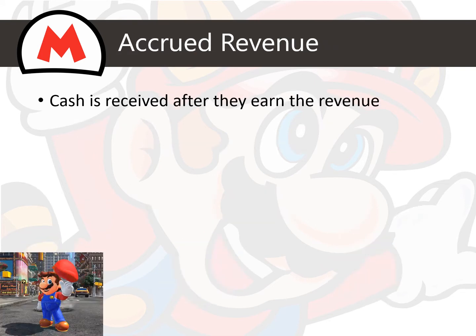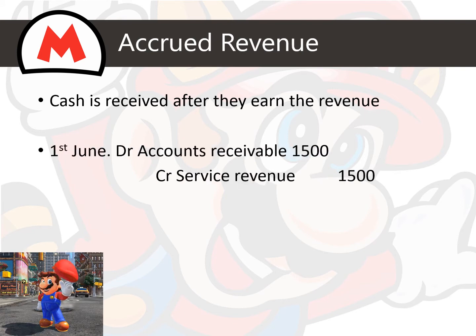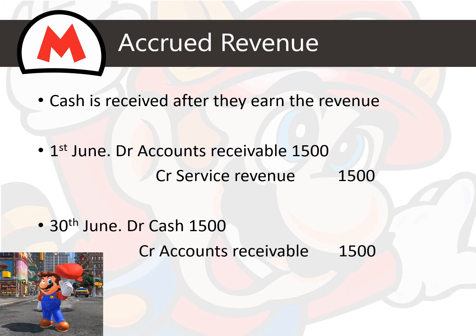Accrued revenue is when cash is received after they earn the revenue. Suppose on the 1st of June, Mario performs services for Luigi by collecting more mushrooms. Luigi tells Mario that he'll pay him back later, so Mario bills him for 1,500 coins. Mario's journal entry would debit accounts receivable by 1,500 and credit service revenue by 1,500 to reflect the earning of revenue. On June 30th, Luigi pays the invoice. An adjusting entry needs to be made on Mario's side by debiting cash 1,500 and crediting accounts receivable by 1,500.